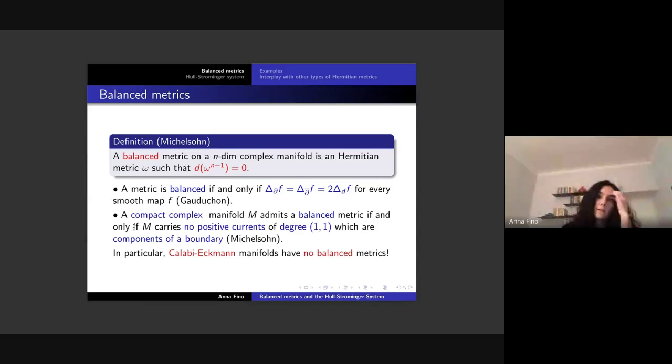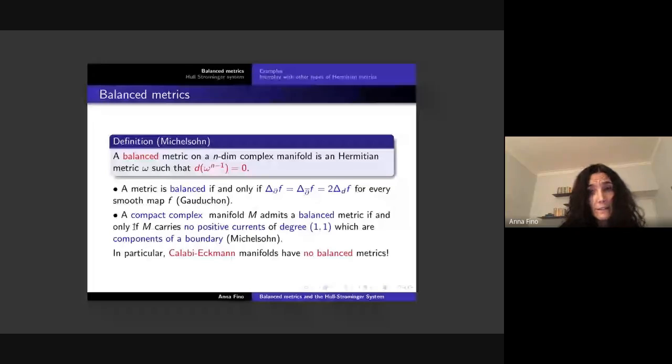There are very nice characterizations of balanced Hermitian metrics. One is due to Duchamp and is related to the Laplacians associated to the operators ∂, ∂-bar, and the usual Laplacian. In fact, one can see that the metric is balanced if and only if, for any smooth function f, the Laplacian with respect to ∂ of f is equal to the Laplacian with respect to ∂-bar of f, and is equal to one half of the usual Laplacian.